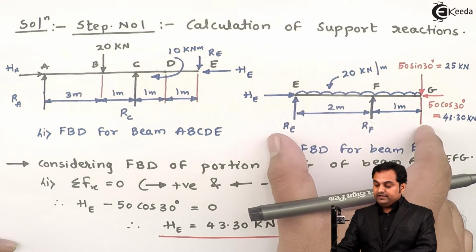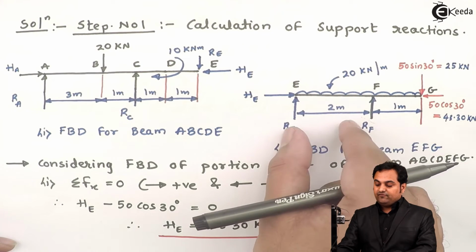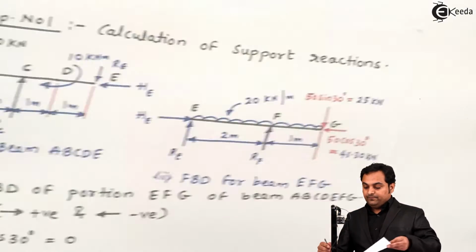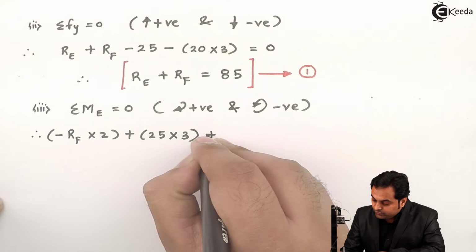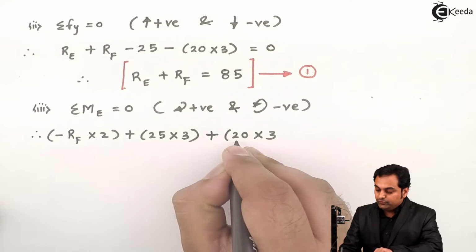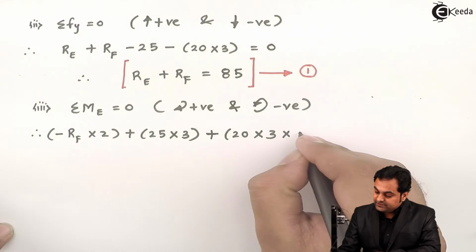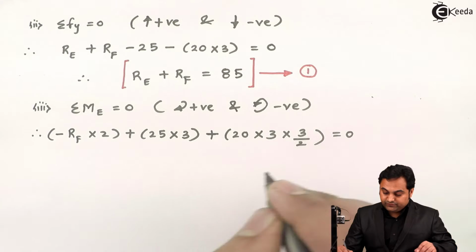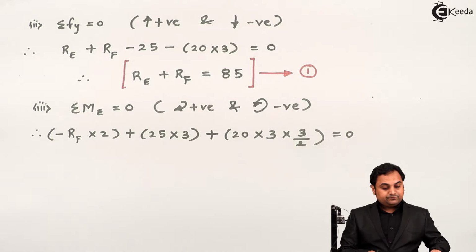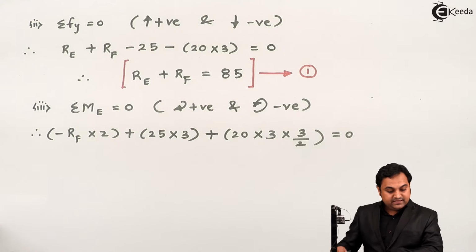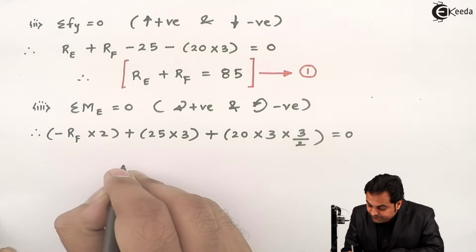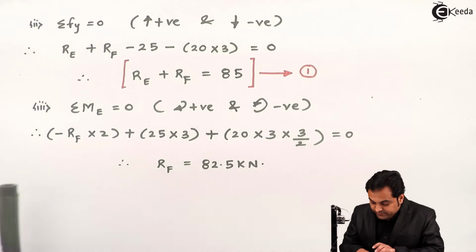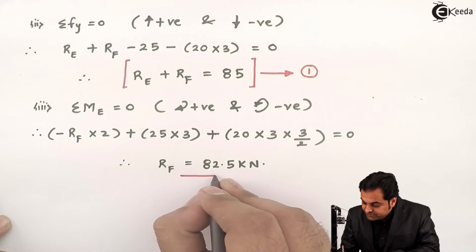So this UDL, when I take the point load, it will be acting at half of 3, that is 1.5 from point E. So it will be 20 into 3 into 1.5 and producing clockwise, so positive. So plus 20 into 3, that is UDL converted into point load. Then the distance is half of 3, that is 1.5, and that is equal to 0. And if I go on calculating, I'll get the answer of RF as 82.5 kilonewton.